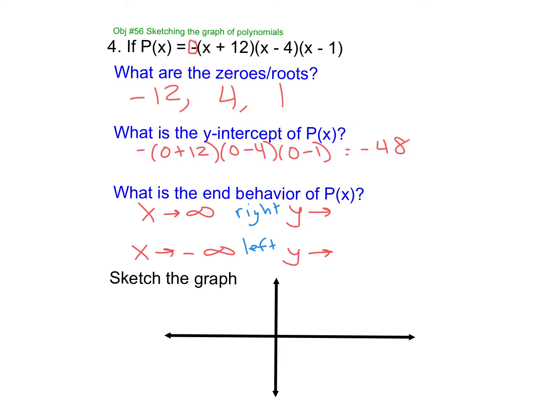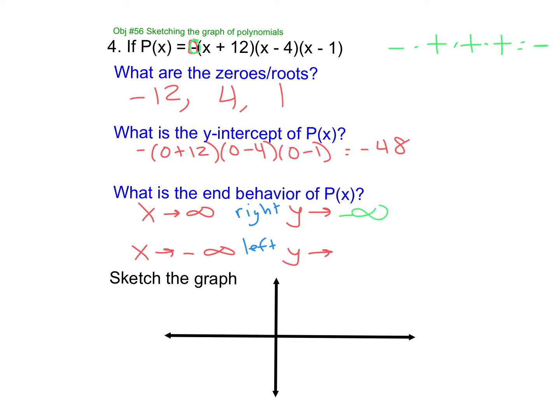If I plug in a positive, notice again, we have that negative in front. So we have the negative in front, and then the x plus 12 is a plus, the x minus 4 is a plus, the x minus 1 is a plus. So what's that give us? A negative. So we get negative infinity here.